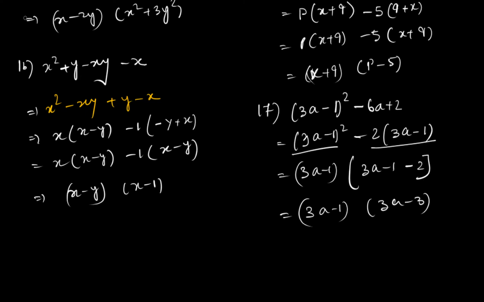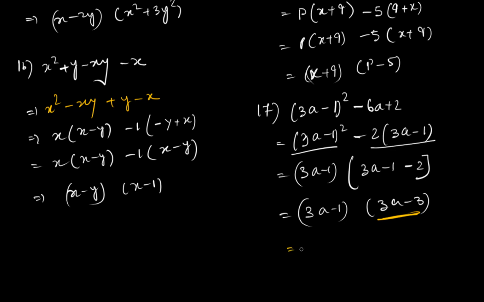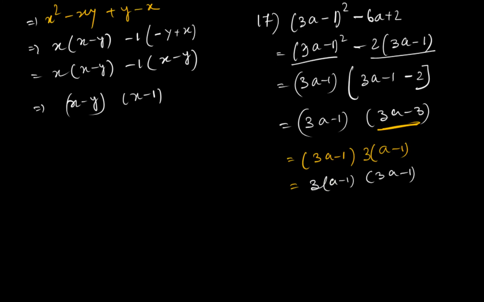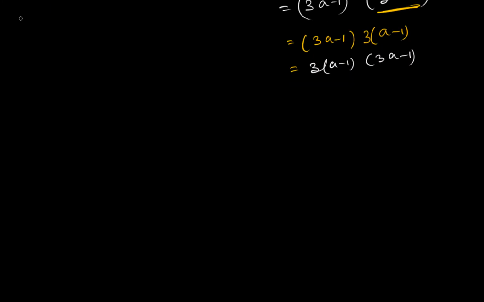But that's not the end of the thing, because I can take 3 common again. So it's 3a minus 1 into 3 into a minus 1, and I must organize it properly. So it's 3 times a minus 1 into 3a minus 1. Okay, that's the 17th one. Now let's do the 18th one.